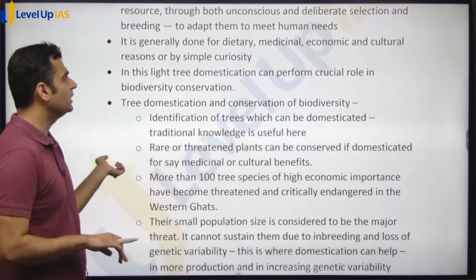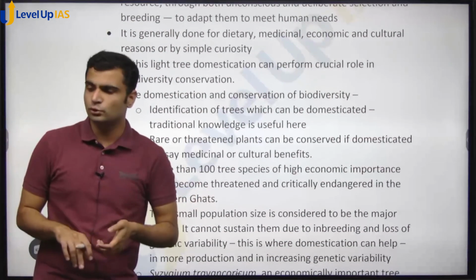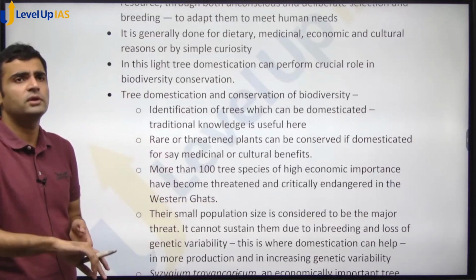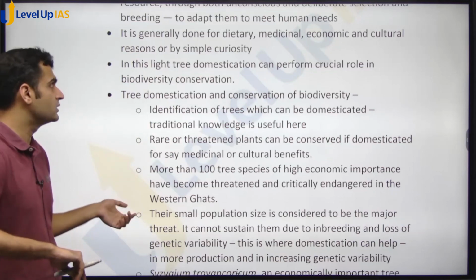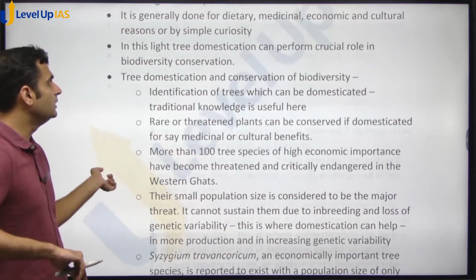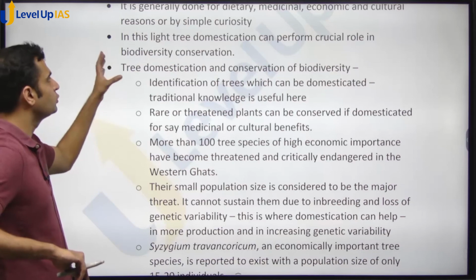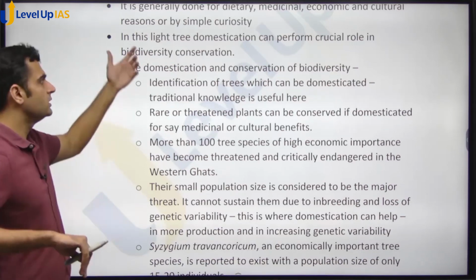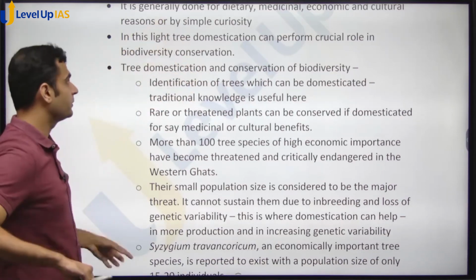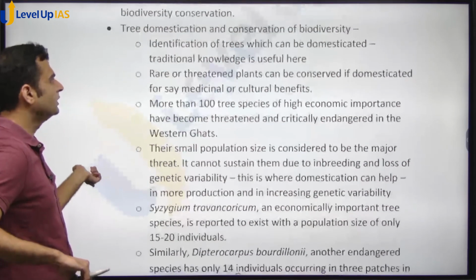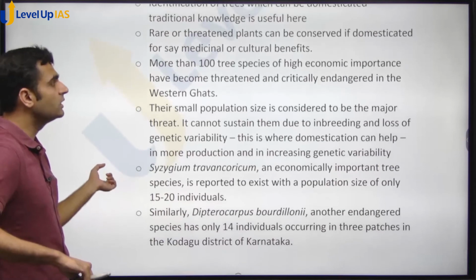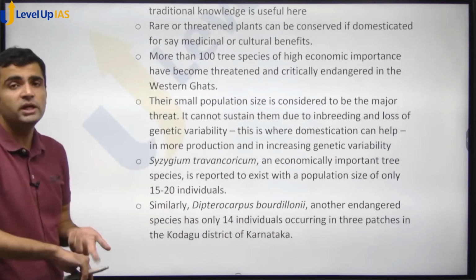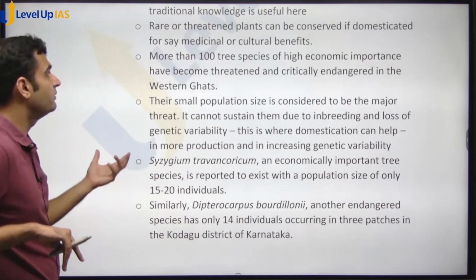I've just mentioned it here. And tree domestication is usually done by local communities for their dietary purposes, for cultural purposes, or medicinal purposes as well. Right. In this slide, tree domestication can perform a crucial role in biodiversity conservation. This is our connecting statement. So how does it do it? We can identify species to be domesticated. Rare and threatened species can be conserved if domesticated for, say, medicinal or cultural benefits.